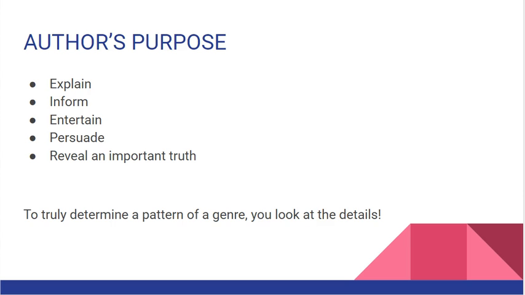Let's talk about author's purpose. For us to determine what a genre is, we need to figure out what the pattern is. So to figure out the pattern, we look at the details. The first thing we want to consider is the author's purpose. Why did the author write this piece of genre? Did they write it to explain something to us? Did they write it to inform us, to entertain us, persuade us to their opinion, or to reveal an important truth? So please pause the video and write down the words author's purpose.